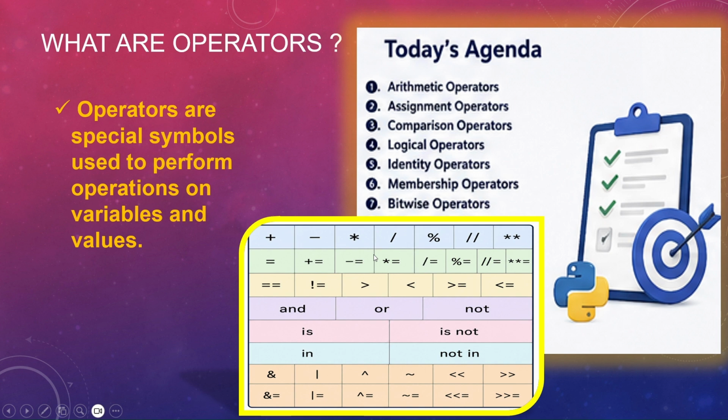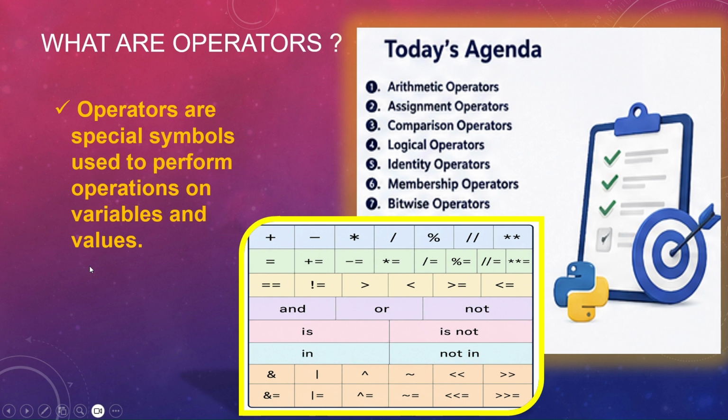Now what operations? Right from childhood we have learned this symbol. If it is given, it means addition. If I say 2 plus 3, it will be addition, right? 3 plus 2 becomes 5. This we have learned from childhood. So today we will be looking at all these symbols. Operators are special symbols used to perform operations on variables and values.